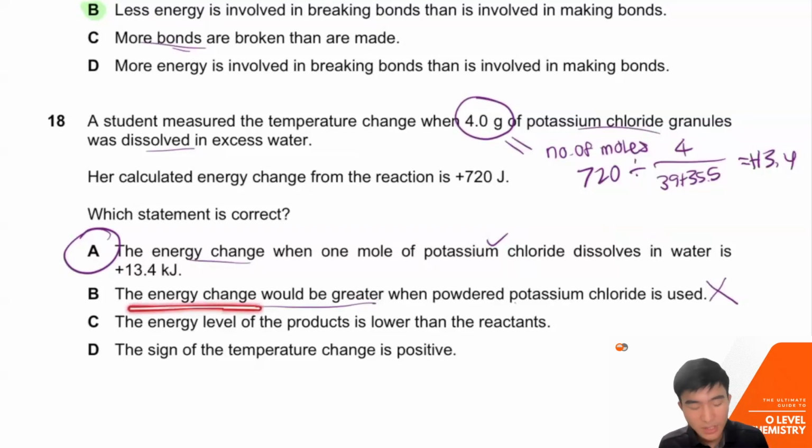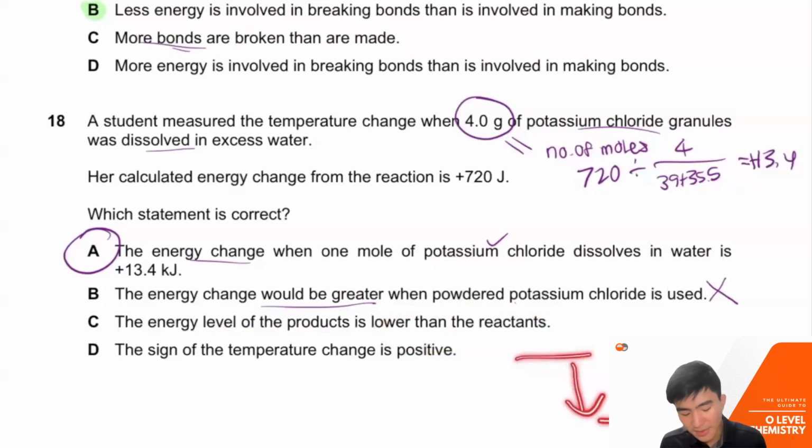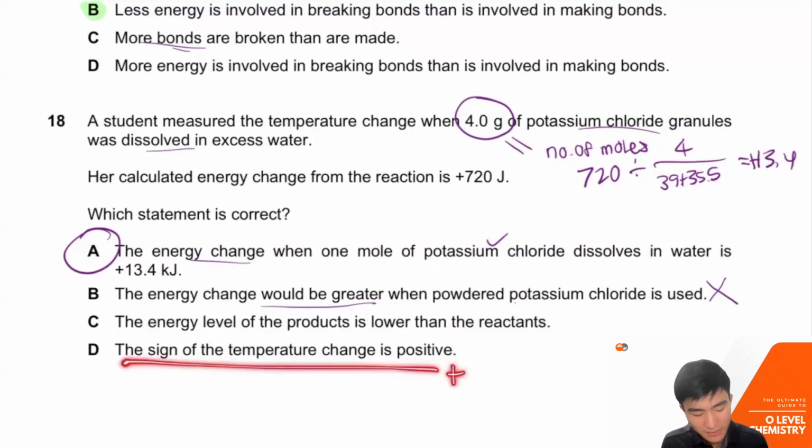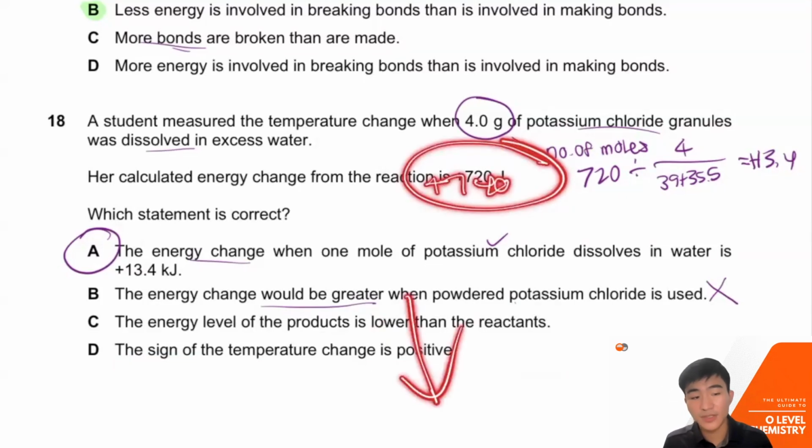Energy does not get affected by the size of the reactant. Only the rate of reaction does. Next, energy level of the product is lower than the reactant, which means it is an exothermic reaction. Answer is wrong as well. Next, sign of temperature change is positive. Answer is wrong because since it is plus 720, energy is absorbed, temperature should drop.